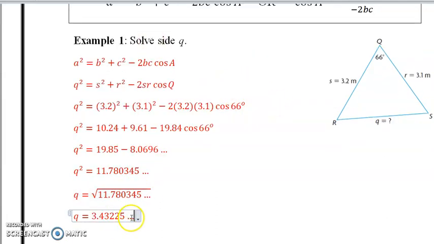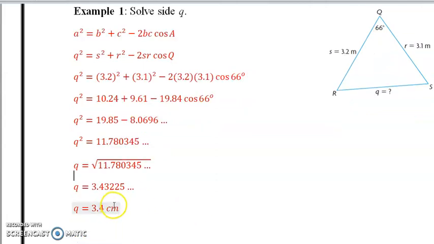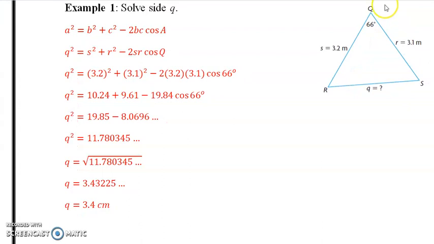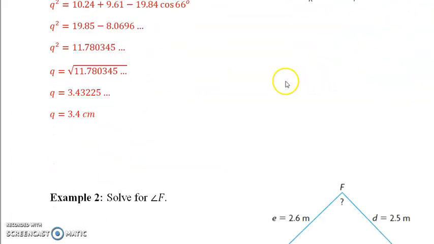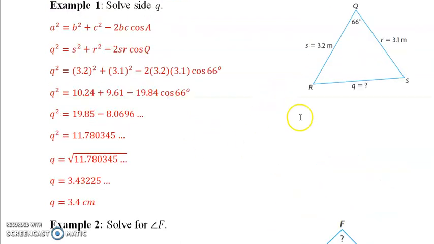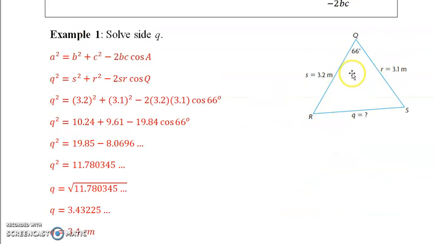And it doesn't say how to round, so I'll go to one place after the decimal, and we get 3.4 centimeters. So the final answer is rounded. And again, if it doesn't say, rounding to one place after the decimal would be great. And there we go. That's it. And you could find the angles if you wanted to, now using the law of sines, you could find either one of those angles, right? Okay.